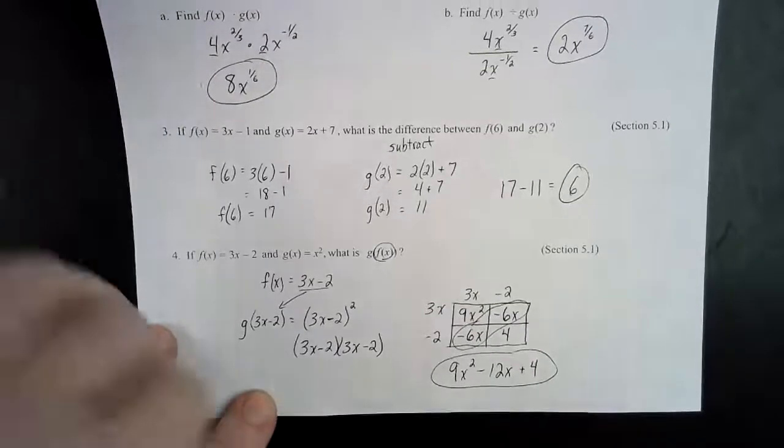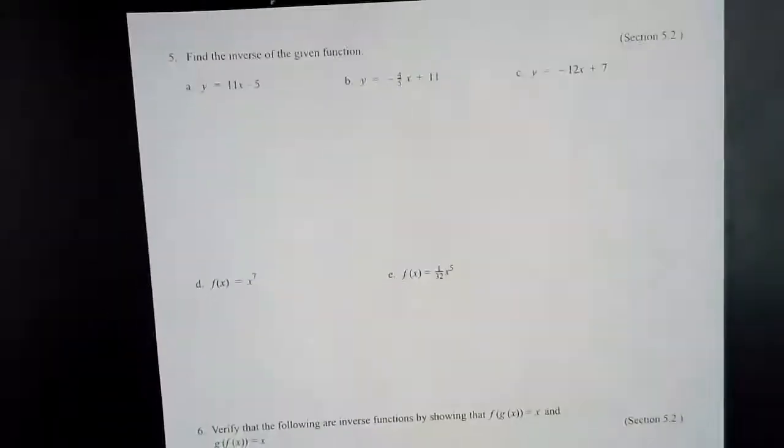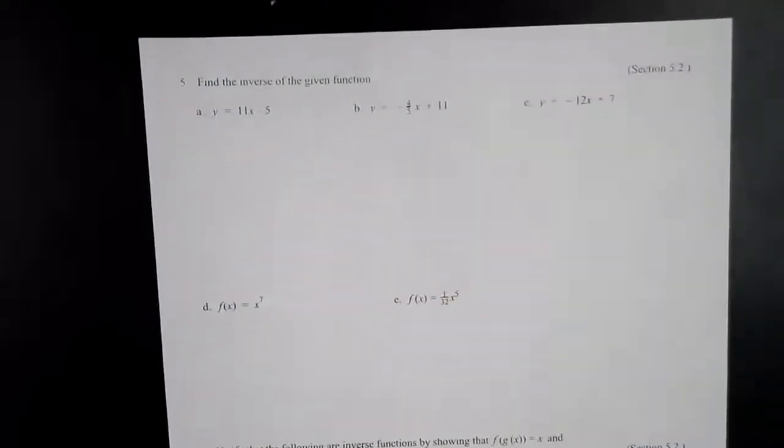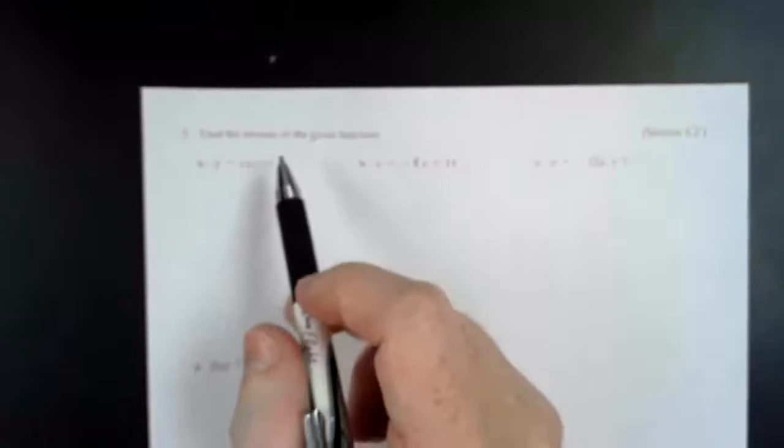All right, we are on to the back. And number 5, we're finding the inverses for all 5 of these. Got a little blurry on me here. Okay. y equals 11x minus 5. I'm just going to flip this. So y becomes x.